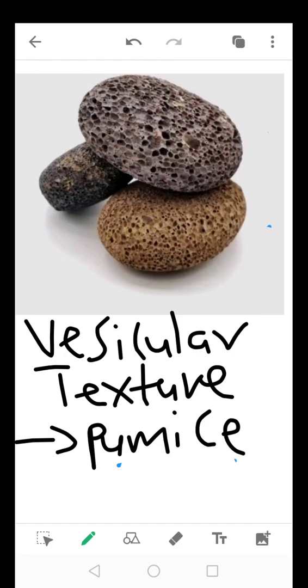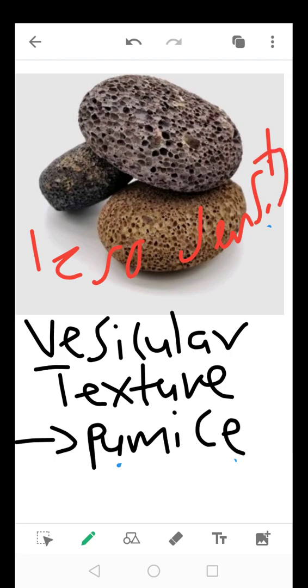Then the vesicular texture. This is the type of texture wherein, as I've explained, as magma erupted, the gas, due to the pressure, will come out of the solution in the form of bubbles, leaving these holes, which are called vesicles. This texture is well seen in pumice and even scoria. And obviously the rock is characterized by low density.